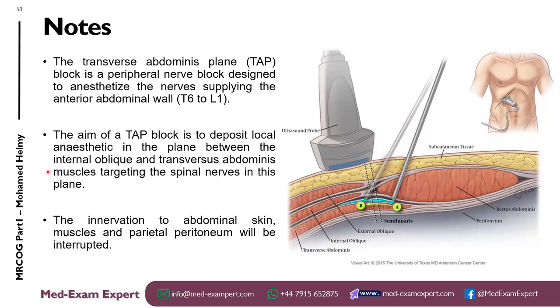The question usually comes in the exam: where in the TAP block do we deposit the local anesthetic? The answer is the plane between the internal oblique and transversus abdominis muscle. Here the innervation of the abdominal skin, muscles and the parietal peritoneum will be interrupted. Of course, when it was originally done, it was under ultrasound guidance to know exactly the plane.